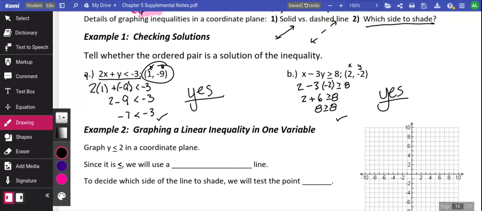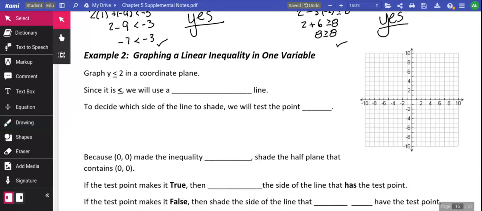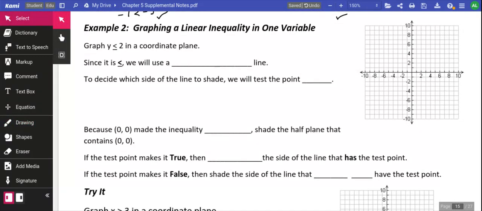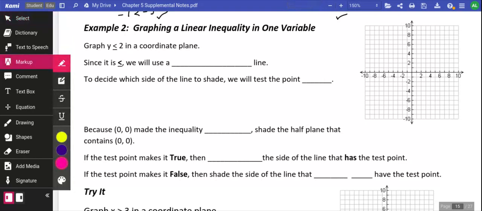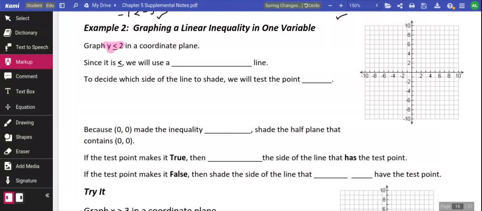All right, looking through, making sure I didn't do bad math on any of these. Okay, so let's move on. Let's go ahead and actually graph one of these linear inequalities. Okay, so it says to graph y is less than or equal to 2 in a coordinate plane.